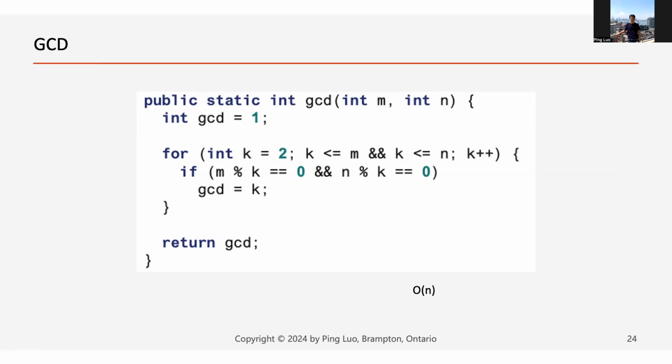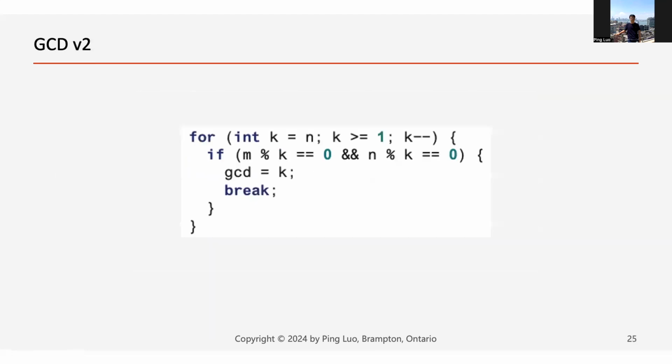But of course, this is not optimal. Although the time complexity should be just O(n), right? We just search from 2 to n. Even if we search every number, the time complexity is not that bad. But we can still improve this algorithm. For example, instead of searching from 2 to n, we can actually search from n to 1, searching backwards, because we want to find the greatest common divisor.